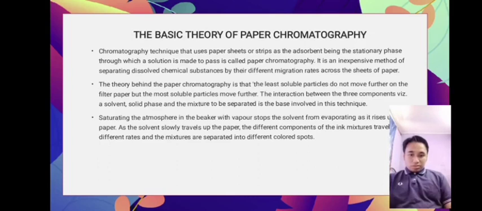The interaction between the three components, the solvent, solid phase, and mixture to be separated, is involved in this technique. Saturating the atmosphere in the beaker with vapor stops the solvent from evaporating as it rises up the paper. As the solvent slowly travels up the paper, the different components of the ink mixture travel at different rates, and the mixture are separated into different color spots.